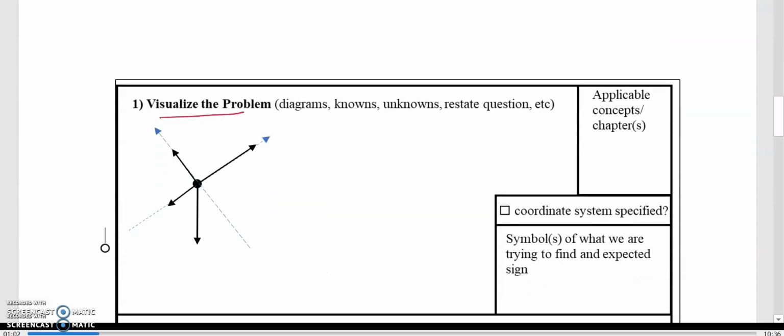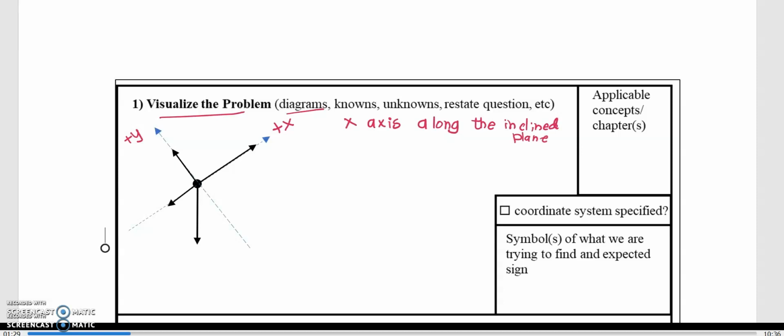Now let's start by visualizing the problem. So let's draw a free body diagram. Before that, let's define the positive x direction and positive y direction. As you can see, I have already drawn the free body diagram. So let me explain the axes. The x-axis is along the inclined plane, and the y-axis is perpendicular to the inclined plane.